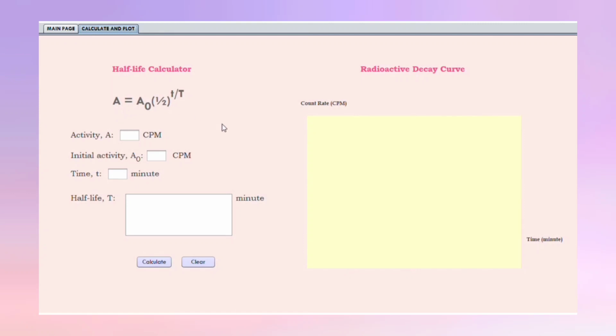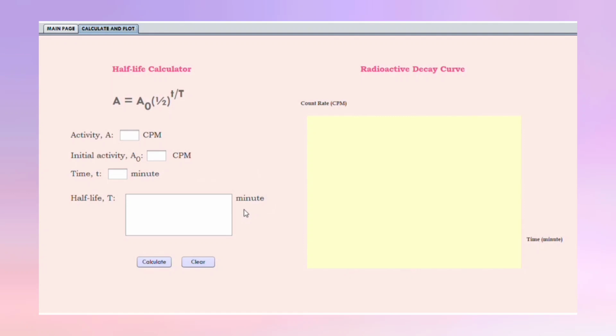In this program, I'm going to express the activity and the initial activity as count rate in a unit of counts per minute, which is CPM, and time will be in minutes, which eventually will give us a half-life value in minutes. Alright, so how do we use this program?